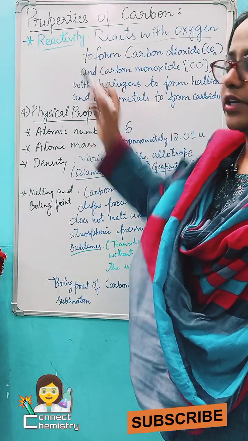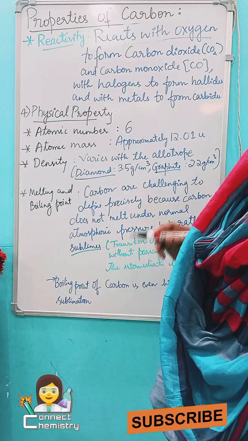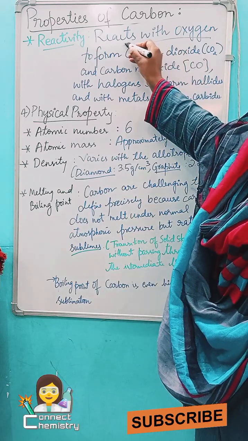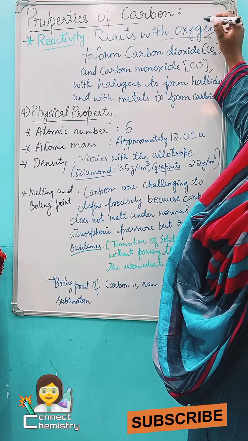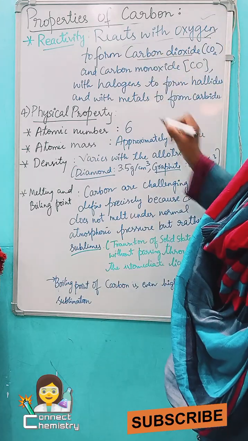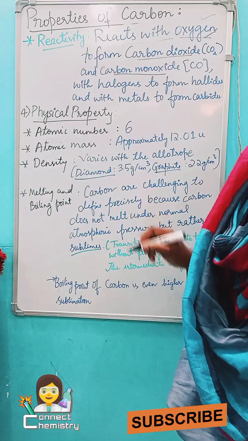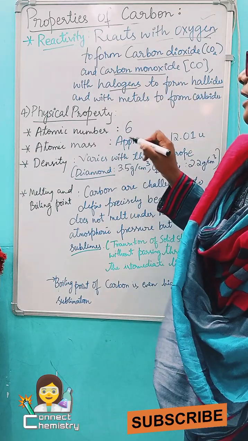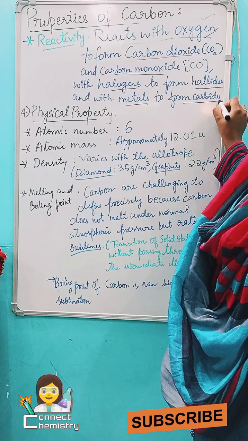Next is reactivity, which is the third sub-property under the chemical properties. Carbon reacts with oxygen to form carbon dioxide and also forms carbon monoxide. Carbon reacts with halogens to form halides. Carbon reacts with metals to form carbides.